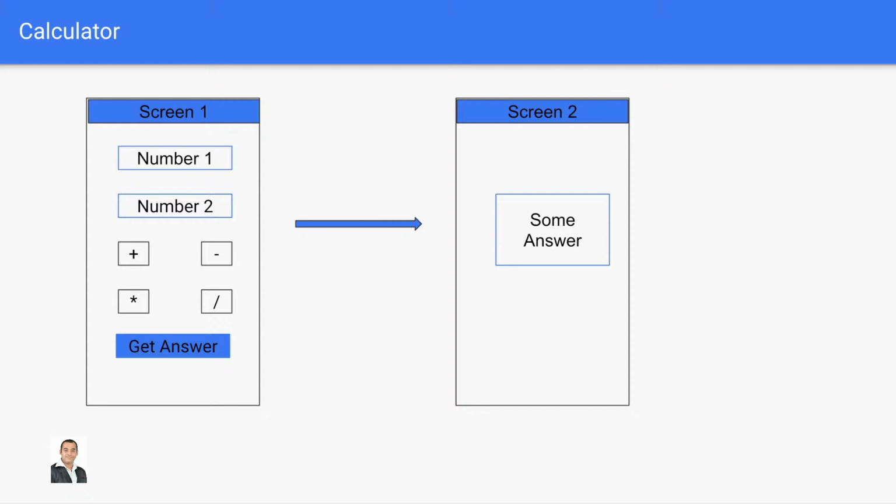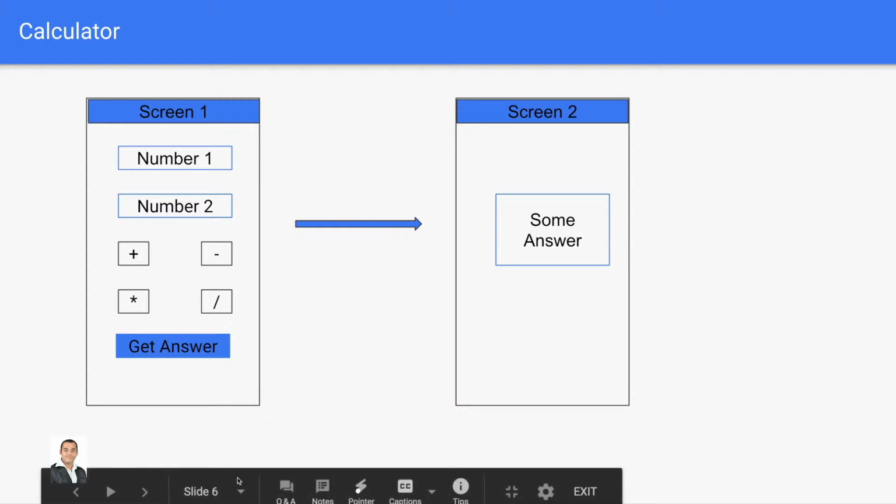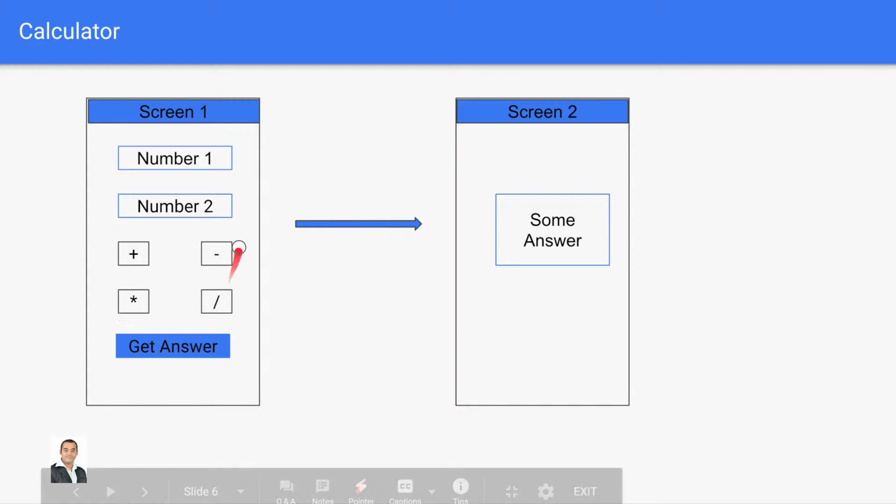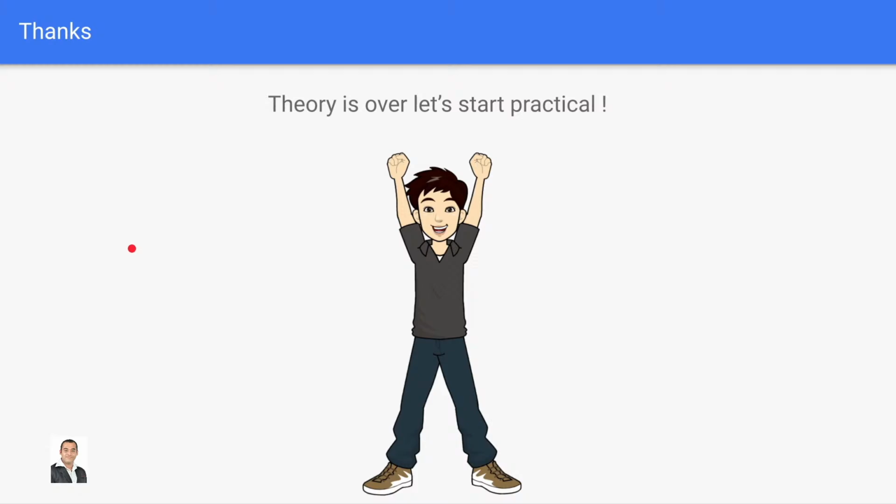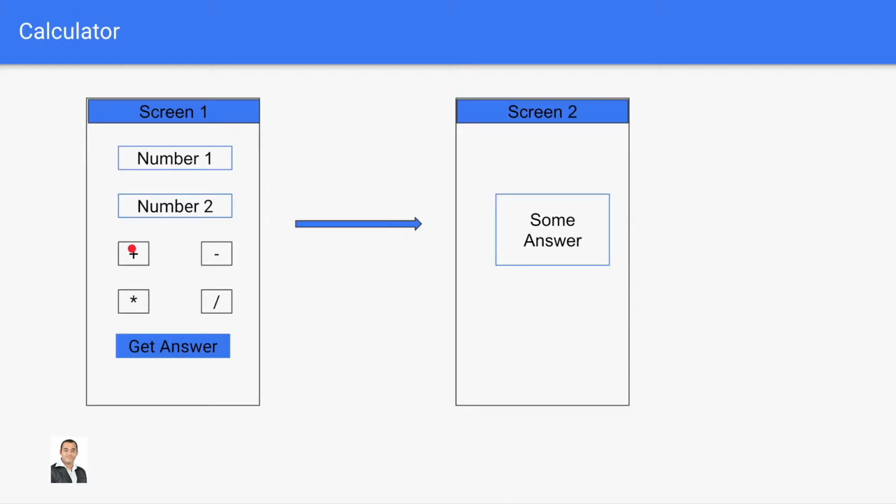For this experiment, I will be making a basic calculator app which will have 4 buttons, 2 text boxes and 2 screens. In Android's term, screens are known as activities. Like I said, we have 2 screens.